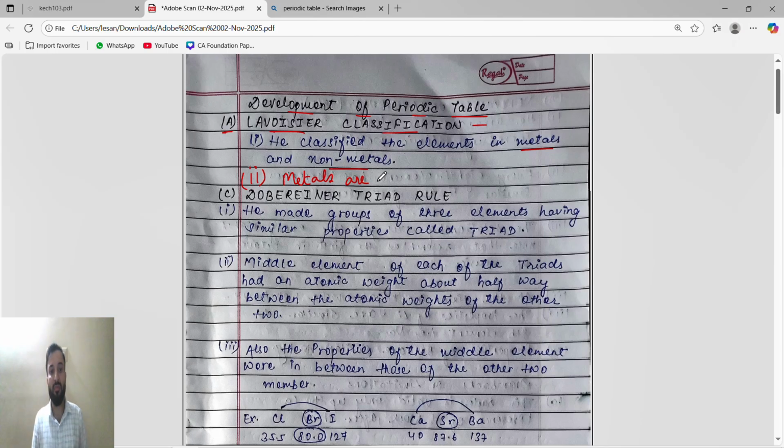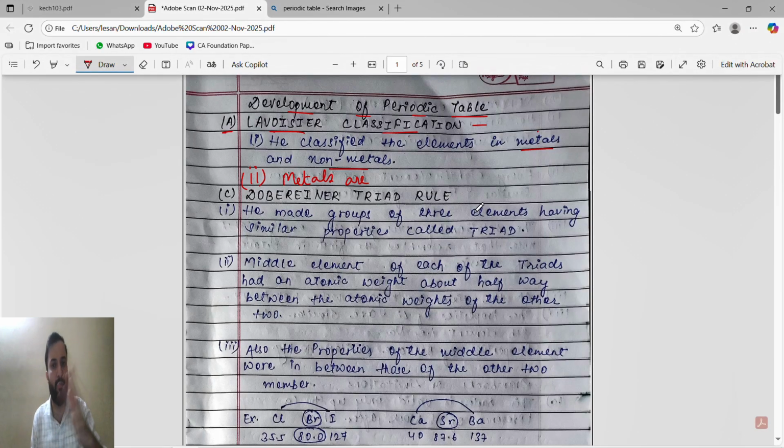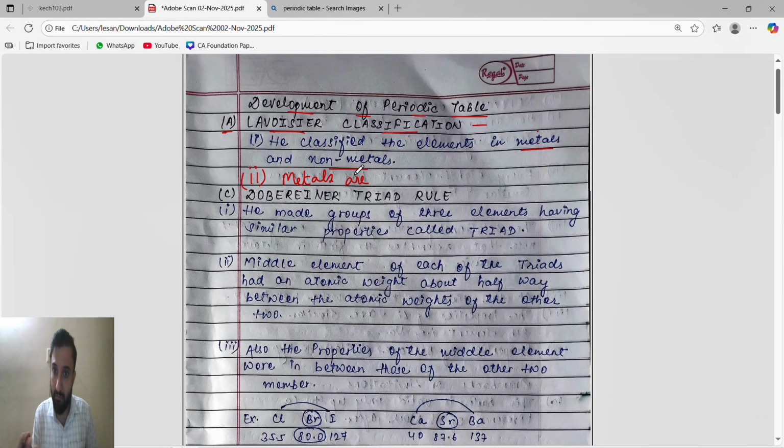So see, he said that we will classify the elements into metals and non-metals. Fine. Then everyone asked how we get to know that this is a metal and that is a non-metal. He was like, wait, have patience, I am explaining. First point, he said we'll classify the elements into metals and non-metals. Finished. So people asked questions, every scientist started asking how we will get to know this is metal and that is non-metal. So he said that metals are electron donors.